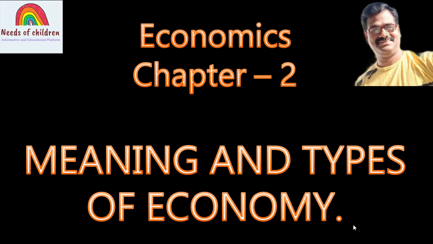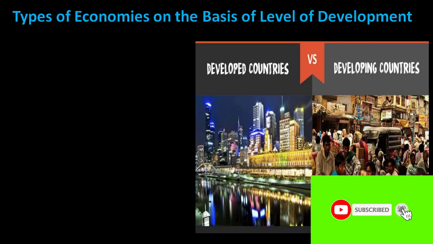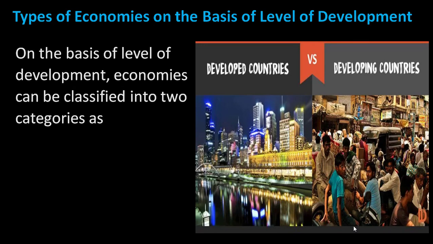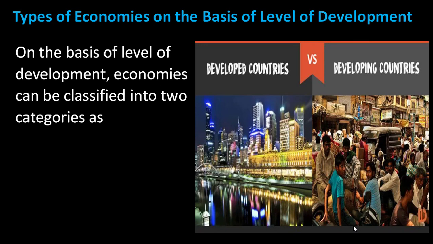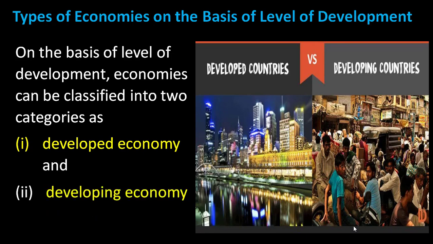In this session we are going to get the information about the continued part of meaning and types of economy: types of economies on the basis of level of development. On the basis of level of development, economies can be classified into two categories: developed economy and developing economy. Let's take them one by one.